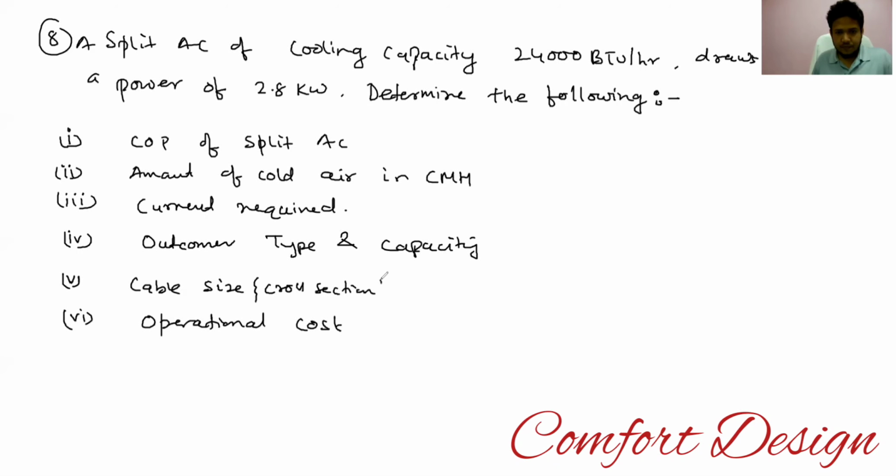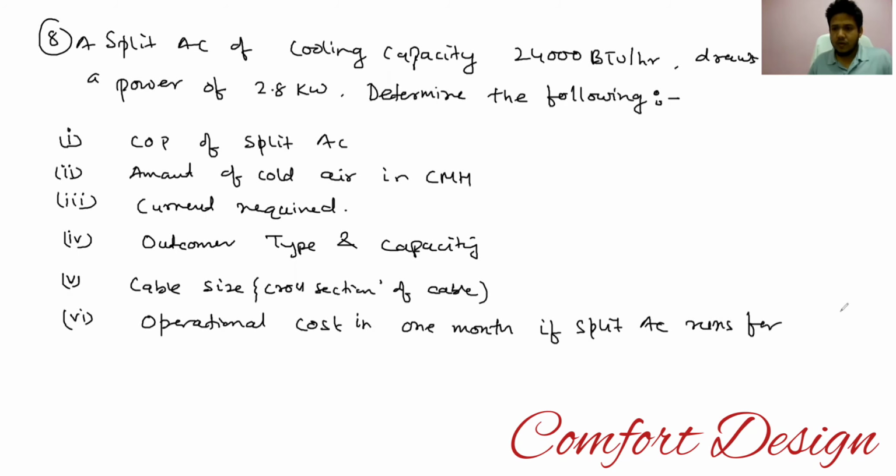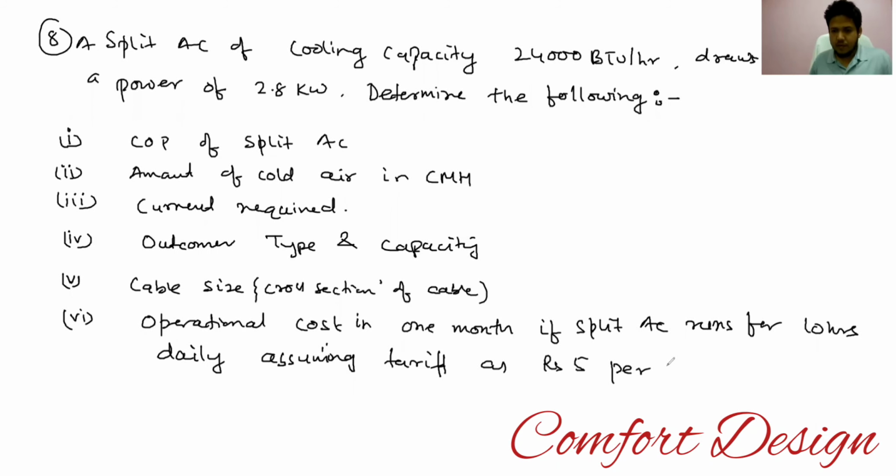You need to specify operational cost in 1 month if split AC runs for 10 hours daily, assuming tariff as rupees 5 per unit.